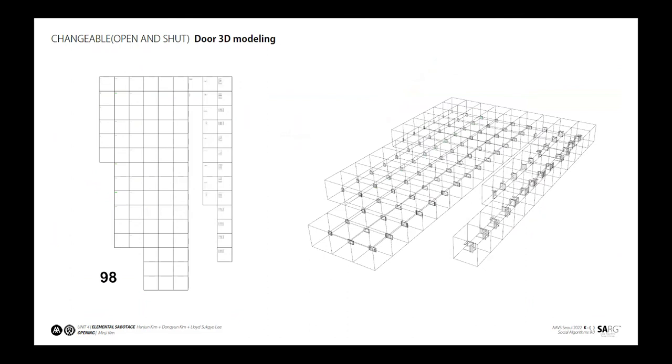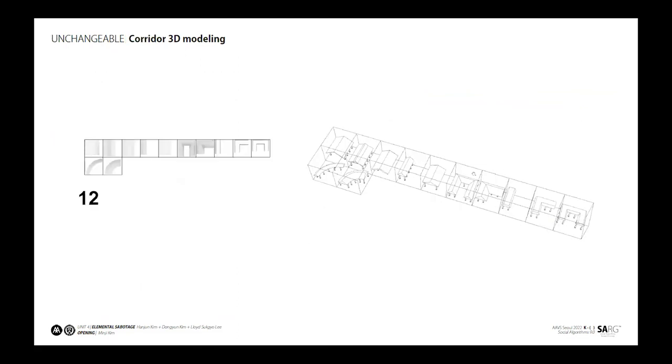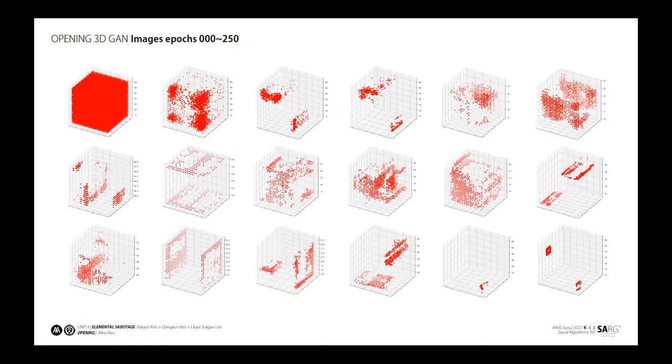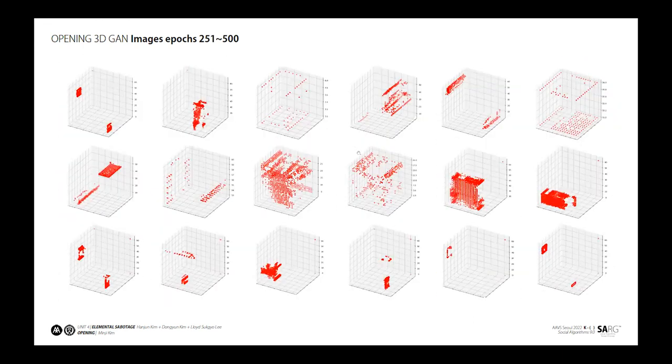These are 3D models for machine learning. Before the midterm critic, I chose door and corridor. I made 98 different doors and 12 different kinds of corridor. Using 3D GAN, I got these results. I'm not sure that the machine learning learned the features of doors and corridors well, but we can see some of these features of doors and corridors.